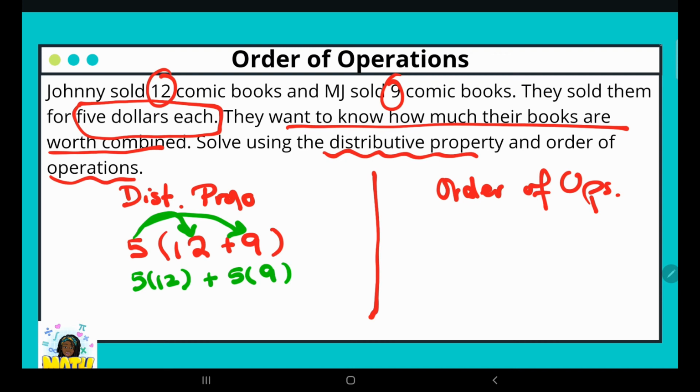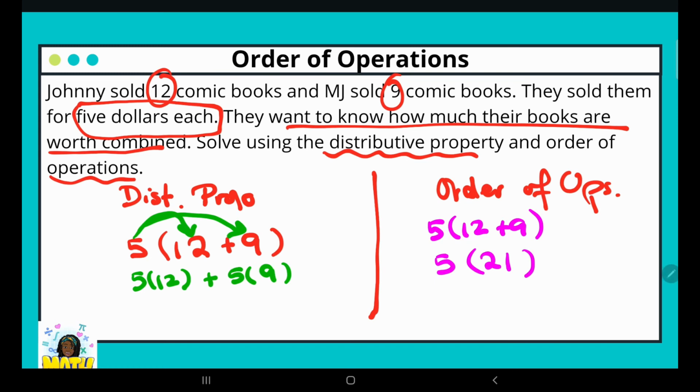Using order of operations, we would complete what's inside the parentheses first and then solve. So 12 plus 9 is 21. And then we have our 5 on the outside. Regardless of what method is used, as long as we follow the rules for distributive property and for order of operations, our answer should still come out to be the same.